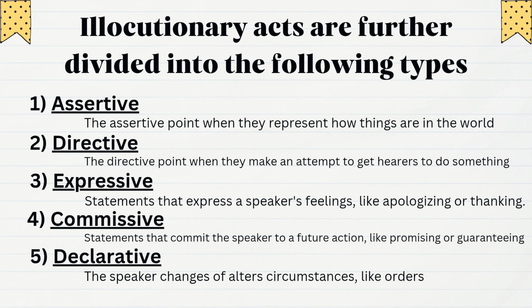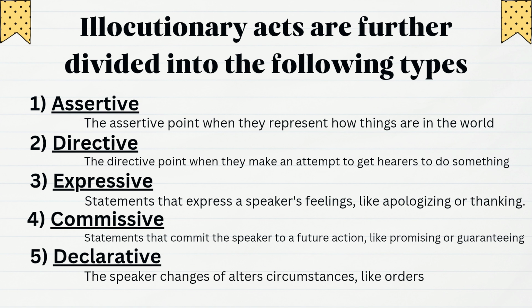The first one is assertive. Assertives represent how things are in the world. It means the speech act in which the speaker describes something. In the assertive type, the speaker does not direct the other, does not promise, does not express something, but just conveys information or describes something. For example, this is a beautiful place. If a speaker says this sentence, he does not mean go to it, or something like that, but he is just explaining that, oh, this is a beautiful place.